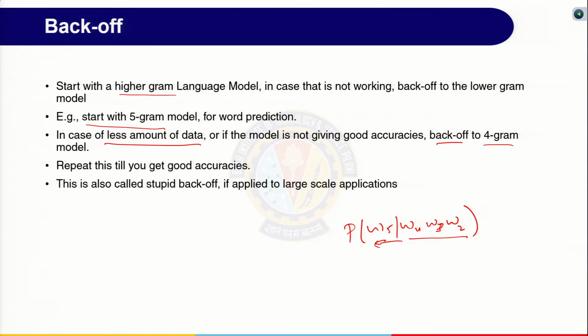From the 5-gram, we just back off to 4-gram. So we calculate the probability of W5 given, let's say we are using a 4-gram here, we are backing off to a trigram. What back-off says is that whenever you have less data, it is better to back off to a lower n-gram and calculate your conditional probabilities. You have to repeat this until you get a good amount of data so that you can calculate these n-gram probabilities. We also call it stupid back-off. There is not much logic involved here.